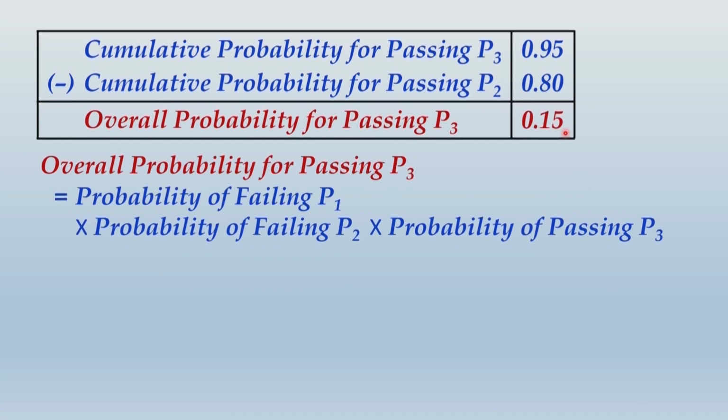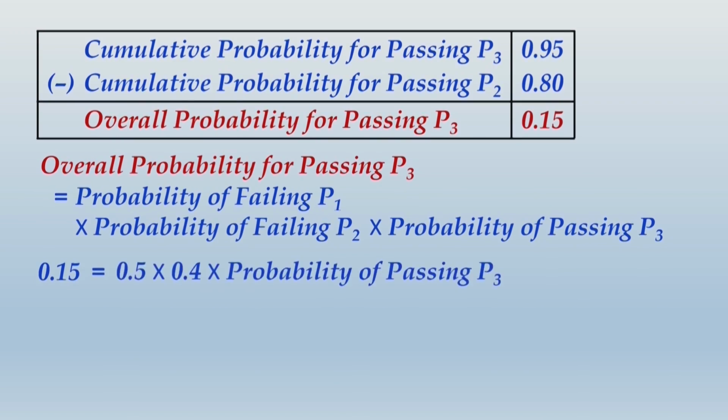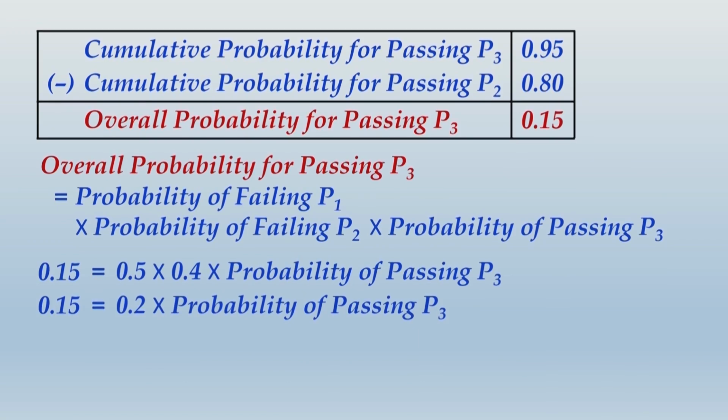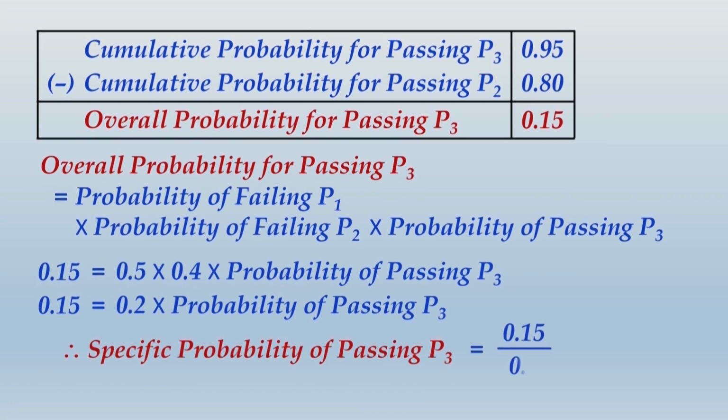But to reach there, you have to first multiply the probability of failing P1, then multiply the probability of failing P2, and then you get the probability of passing P3. So we start with the left hand side of the equation, that is the overall probability for passing P3, which is 0.15. It equals 0.5, the individual probability of failing P1, times 0.4, the individual probability of failing P2, multiplied by the specific or individual probability of passing P3. If you solve this equation, you get 0.15 equals 0.2 into the probability of passing P3. So the specific probability of passing P3 will be 0.15 divided by 0.2, and that gives you 0.75.